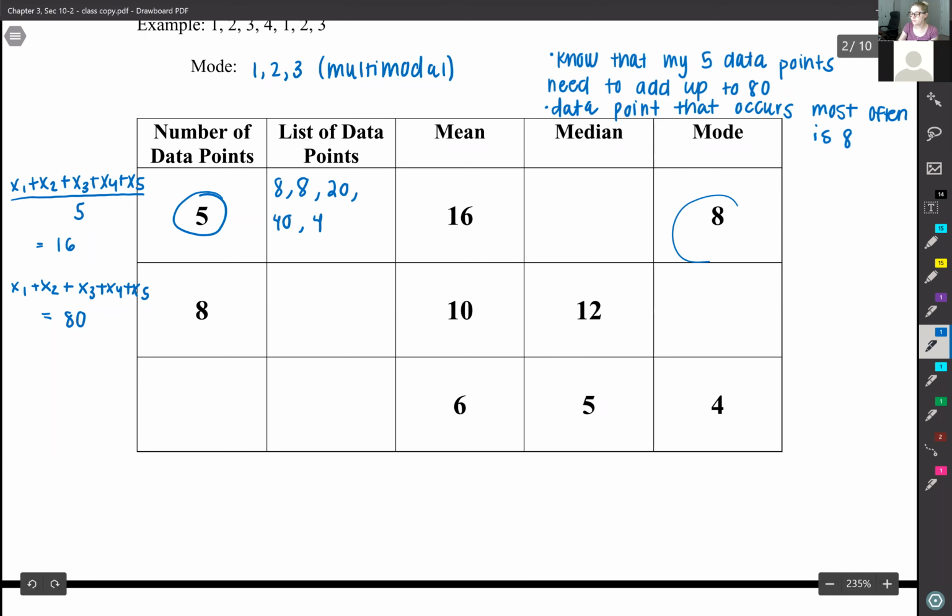The mode is also 8 because that's the number that occurs the most. 8 occurs twice, and every other number only occurs once. And then I just need to fill in what the median is. So anyone want to tell me what the median of this list of data points would be?